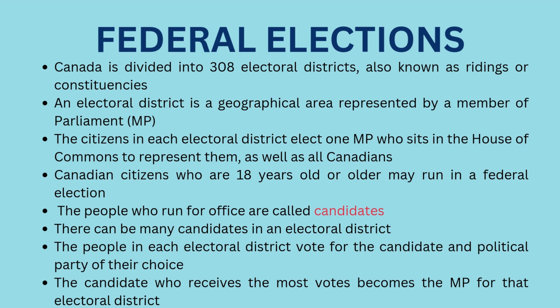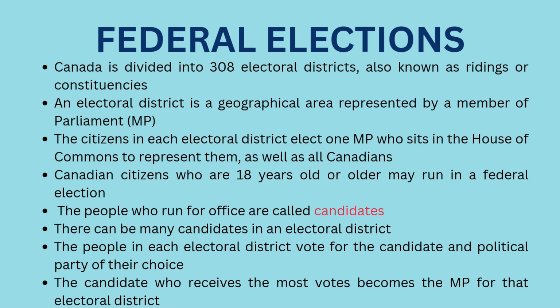Canada is divided into 308 electoral districts, also known as ridings or constituencies. An electoral district is a geographical area represented by a Member of Parliament or MP. The citizens in each electoral district elect one MP who sits in the House of Commons to represent them, as well as all Canadians. Canadian citizens who are 18 years old or older may run in a federal election.